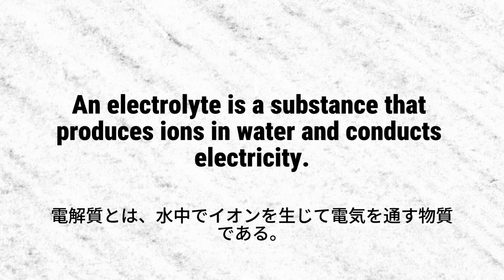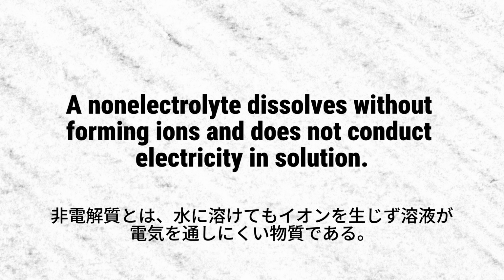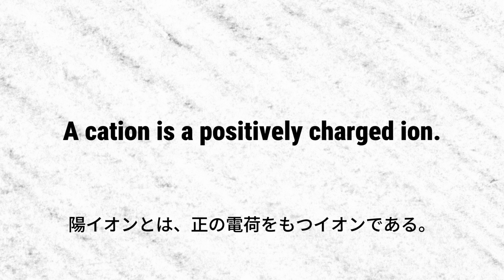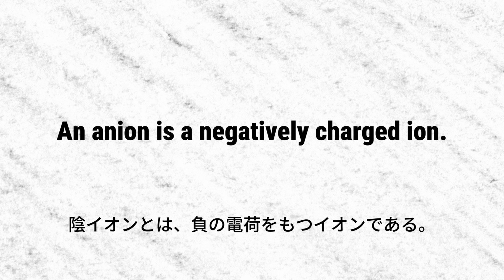An electrolyte is a substance that produces ions in water and conducts electricity. A non-electrolyte dissolves without forming ions and does not conduct electricity in solution. An ion is a charged particle formed when an atom or group of atoms gains or loses electrons. A cation is a positively charged ion. An anion is a negatively charged ion.